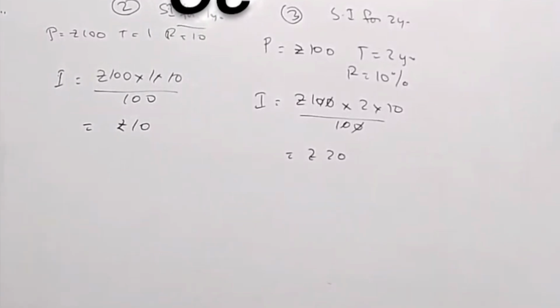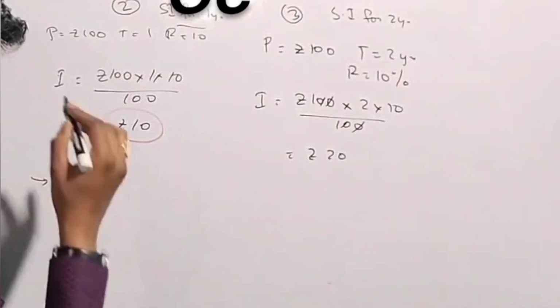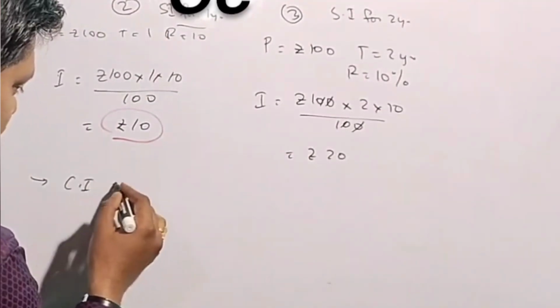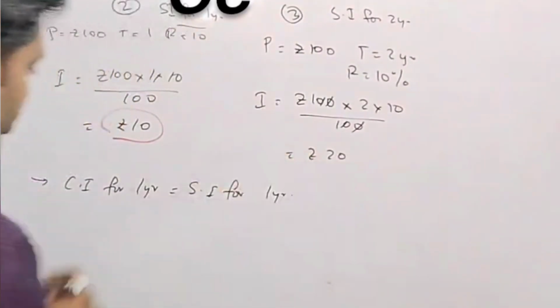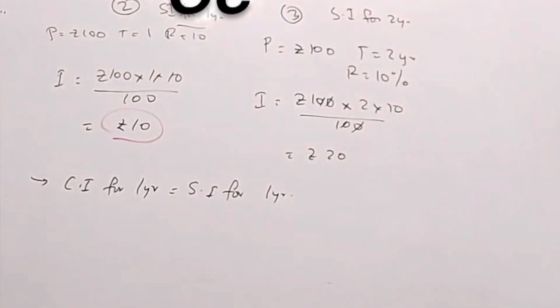Now see, this interest and this interest are similar, rupees 10. The first year interest in compound interest and the first year interest in simple interest are both the same. So from here we can write the key points: compound interest for the first year is equal to simple interest for the first year. Very important point. It has a deep meaning and you can use it in upcoming sums, because somewhere it is applicable. That is why I am explaining this, so you can easily go through the questions.